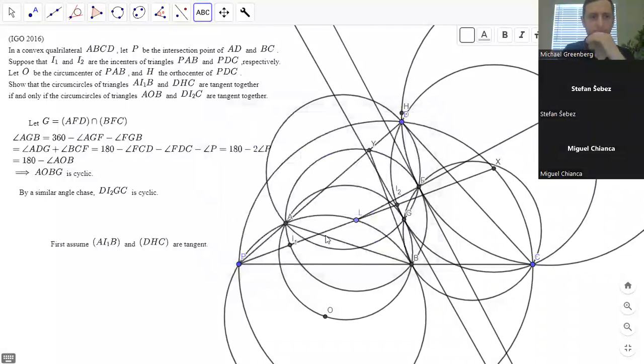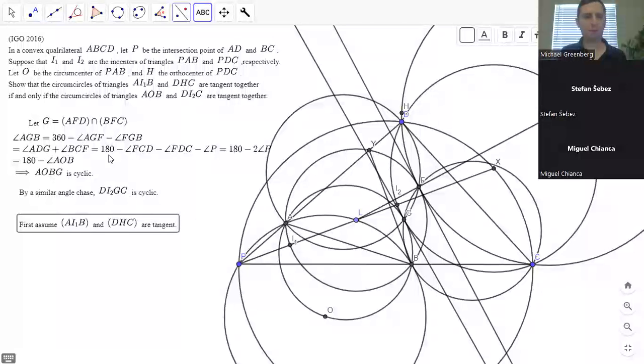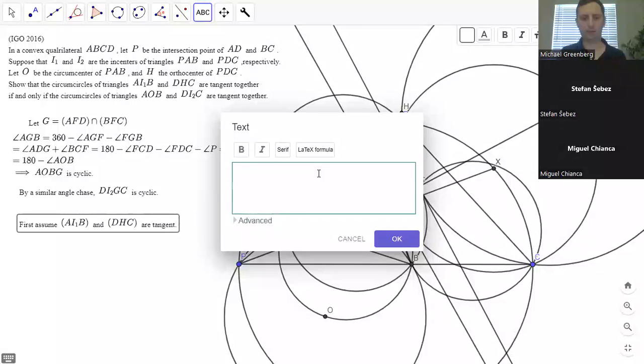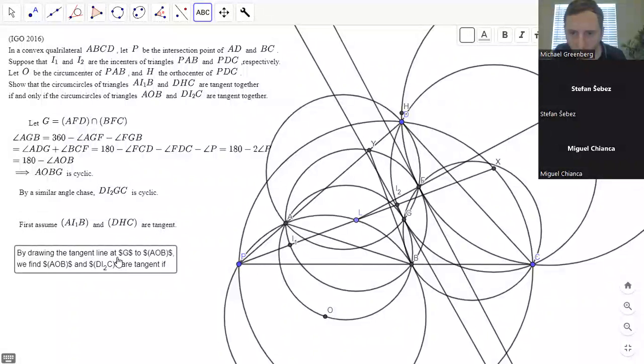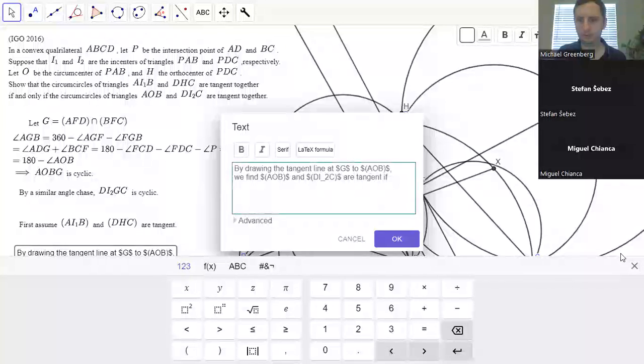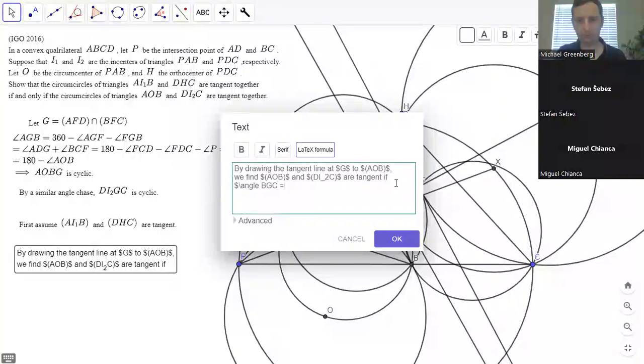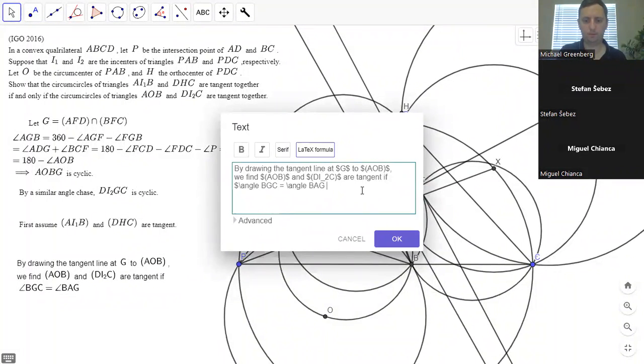Okay. By drawing the tangent line at G to AOB, we find that basically AOB and DI to C are tangent if... so the angle condition is BGC equals BAG plus CDG. So that's BAG plus CDG, which is easy to angle chase.